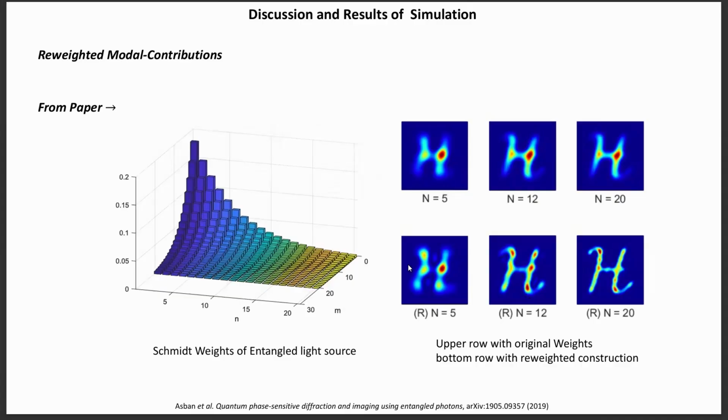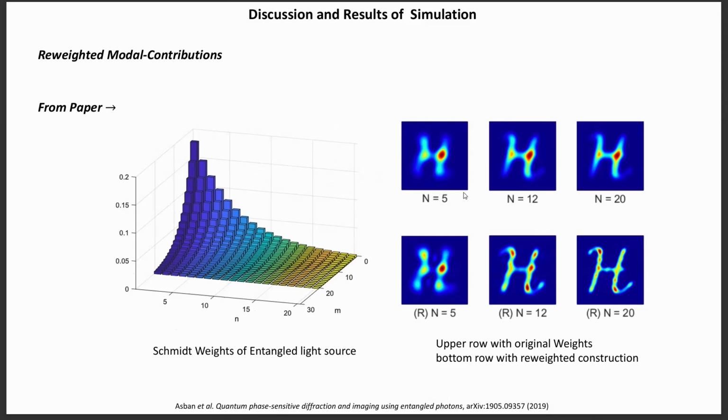And now I have reconstructed and simulated some images given in the paper. These images are taken from the actual paper. In this first plot, they are plotting the Schmidt weights of the entangled light source. On the front axis this represents n, and on this side axis this represents m. These are the two modes of, we can say, signal and idler. On the vertical axis, this represents the Schmidt weights.